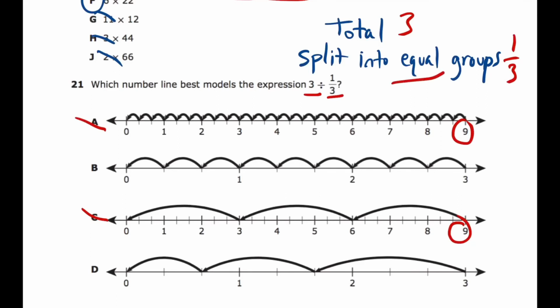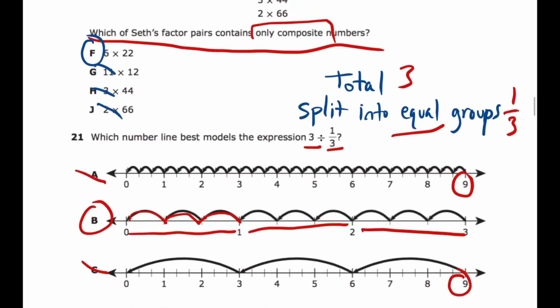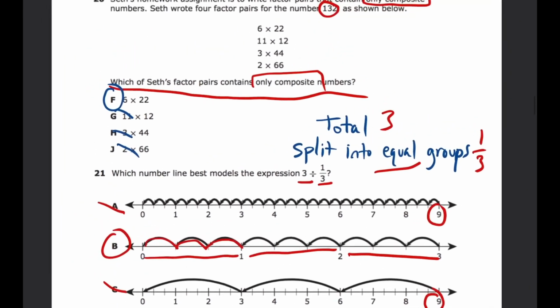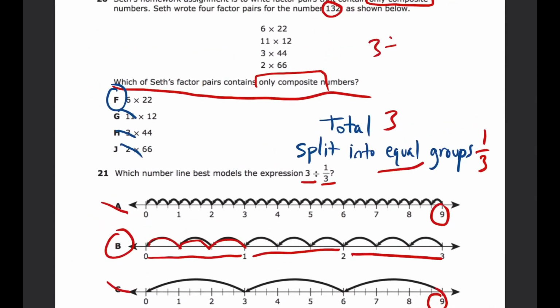One thing that might help me, they need to be equal groups. I can see here for D, the groups are not equal. All right, so here I have 1, 2, 3, and I can see that they're broken up into thirds. 1/3, 2/3, 3/3, and so on. So I have 3 groups split into equal groups of 1/3. So B should be my answer choice, but also I'm not completely satisfied with that, so I'm going to work it out as well. So 3 divided by 1/3.